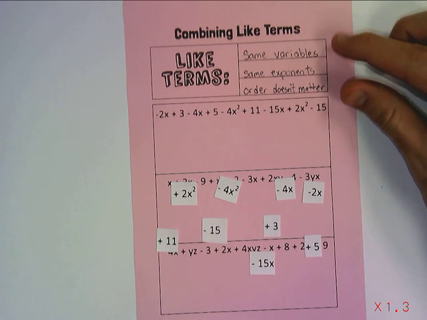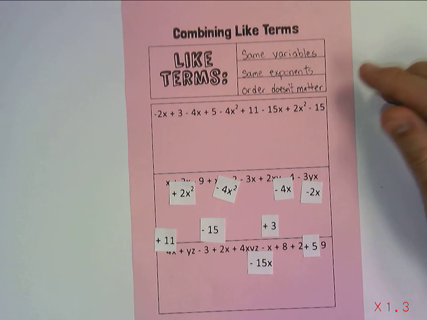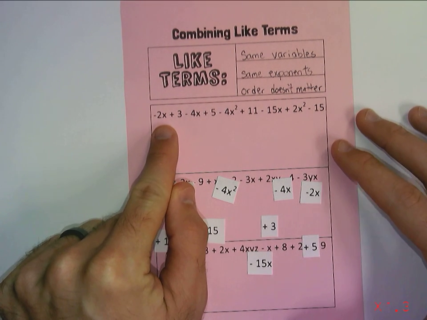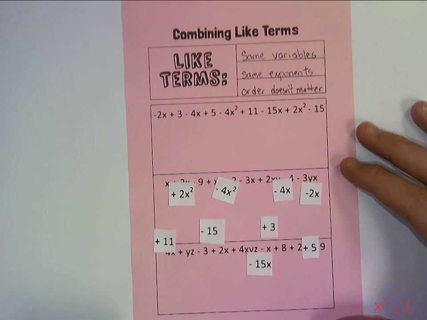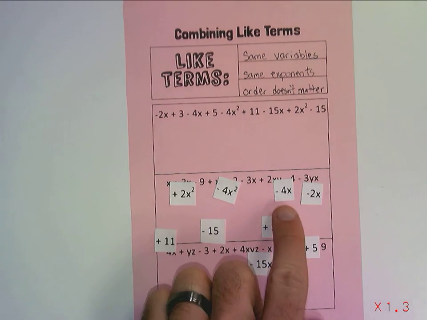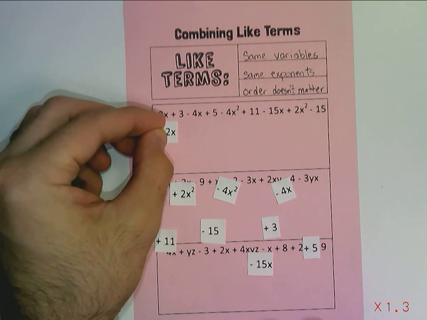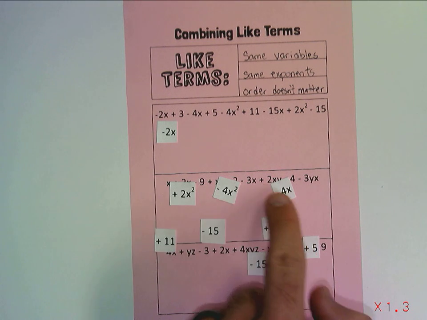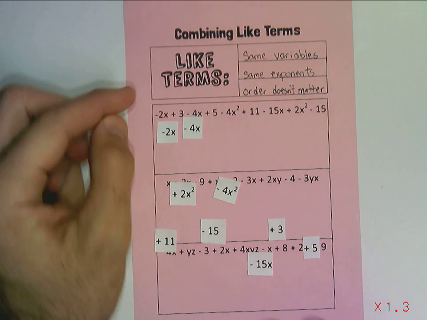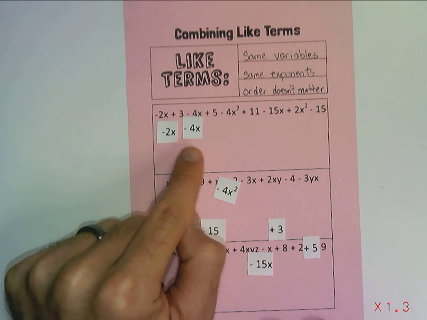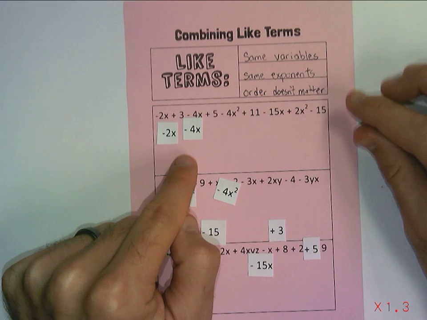So first and foremost, we need to make sure that they have the same variables, the same exponents, and the order doesn't matter. Well, since we have a negative 2x that starts here, I think what I'm going to do is start by grouping all of my x's together. So it looks like I have the negative 2x. And what you'll need to do is glue these on the sheet here. You'll have a negative 4x that also falls within the x. As you can see, they have the same variables, which is x. They do have the same exponents. It's just to the first power here. We don't see that though.